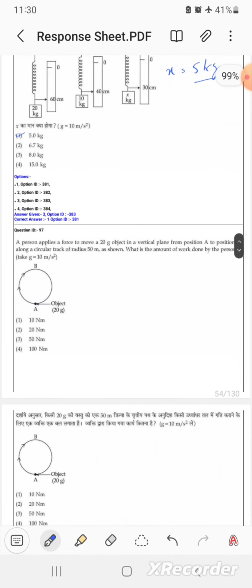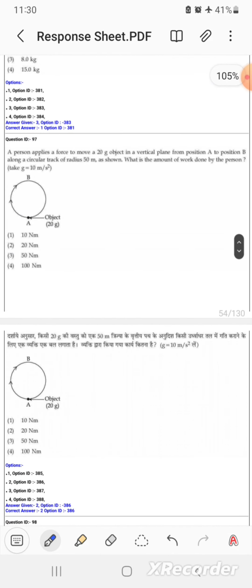Moving to the second question. It is written: a person applies a force to move a 20 gram object in a vertical plane from position A to position B along a circular track of radius 50 meter. What is the amount of work done by the person? As we are working against gravity, and as the gravitational force is conservative in nature, the work done will not depend on the path. It will just depend on the displacement between the initial and final point. And the radius is already given here, it is 50 meter.